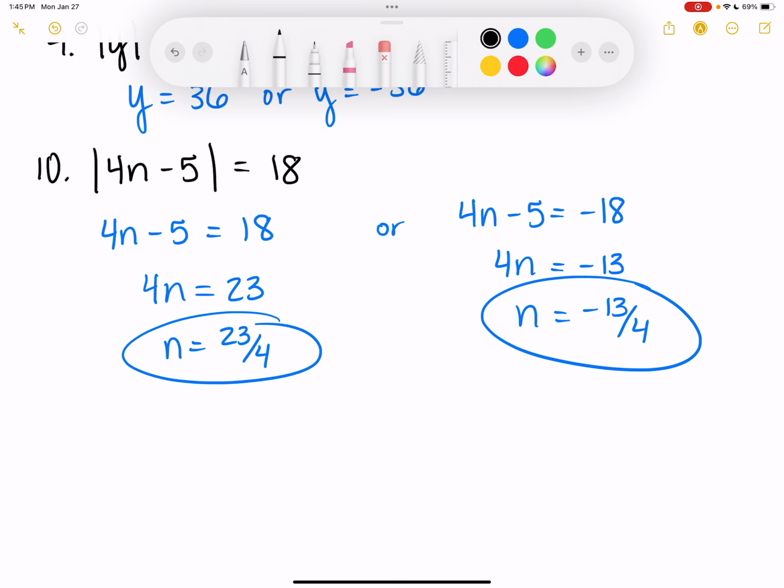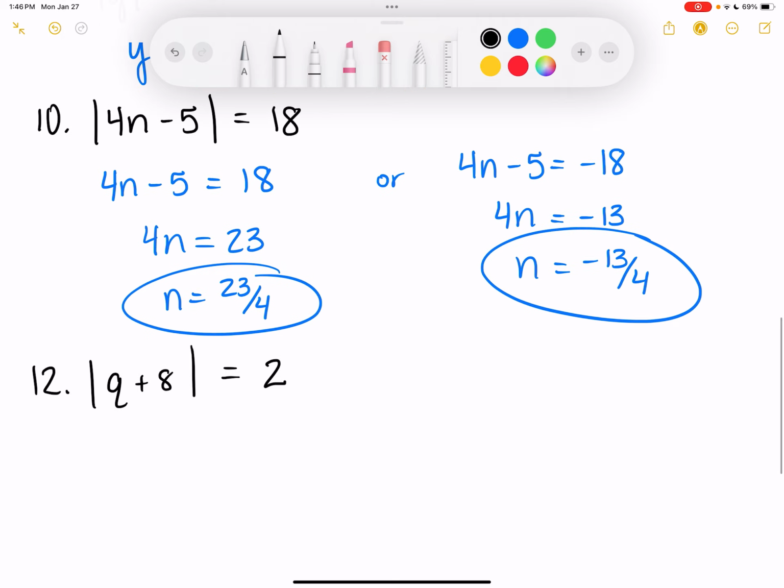All right, 12. The absolute value of q plus 8 equals 2. So 2 is positive, so I'm good to go. So how do I set these up? Remove the absolute value bars for the first one, and then make 2 negative for the second one. So q plus 8 equals 2, and then q plus 8 equals negative 2.